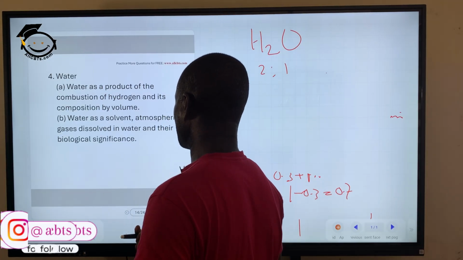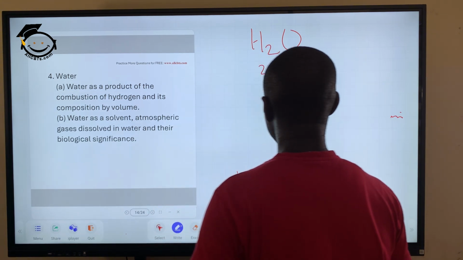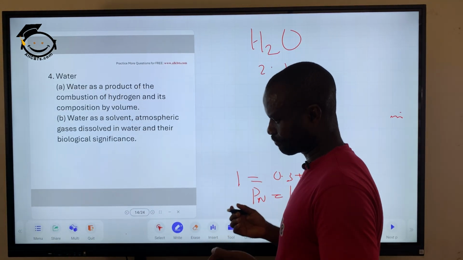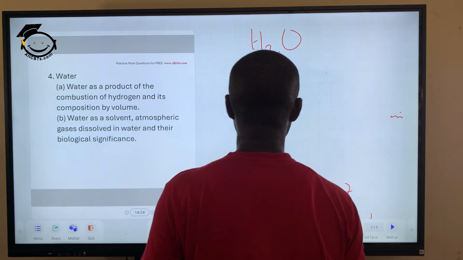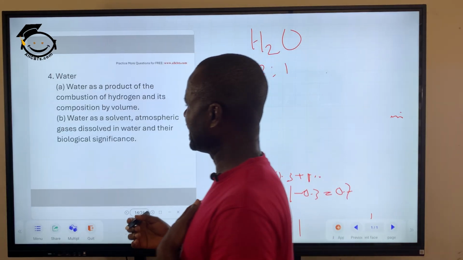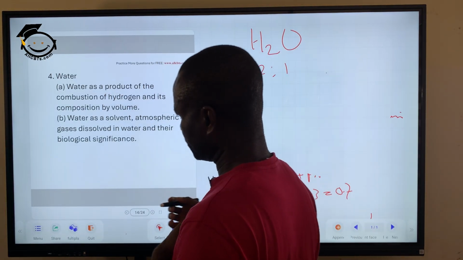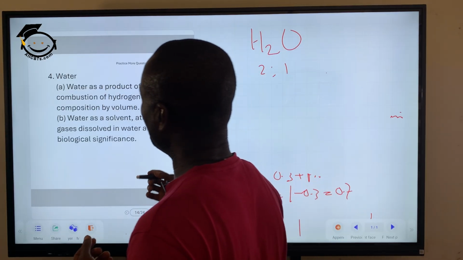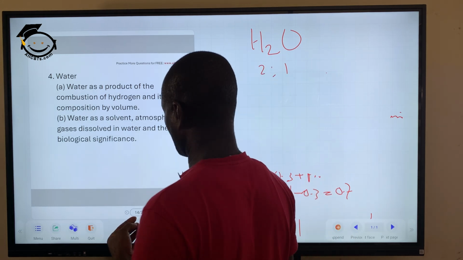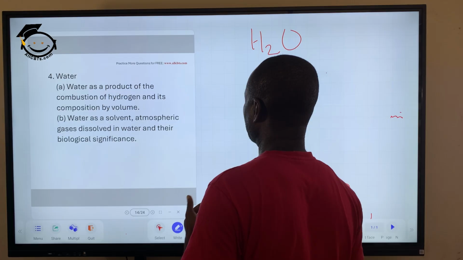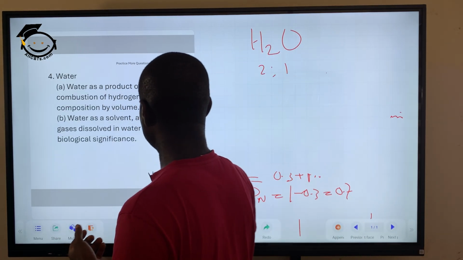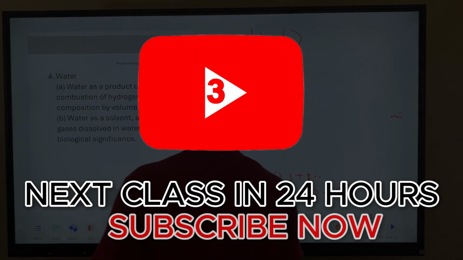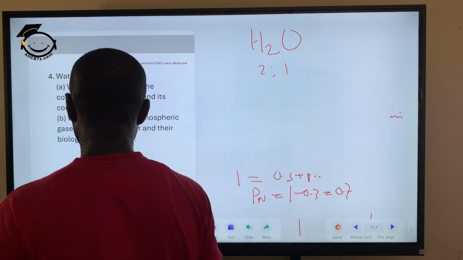Now, atmospheric gases dissolve in water and their biological significance. You know, gases are soluble in water. The gas soluble in water, for instance, is oxygen. Water is a polar solvent, which makes it easy for oxygen to dissolve in it. But when oxygen is out of water, it renders the water lifeless, meaning there can be no life in water, because oxygen is highly soluble in water. But with all other gases such as nitrogen and ammonia, they find it difficult to dissolve in water, which brings about biological significance. That is how important the solubility of gases in water is. So for gases that do not dissolve in water, it is difficult for life to exist in water.